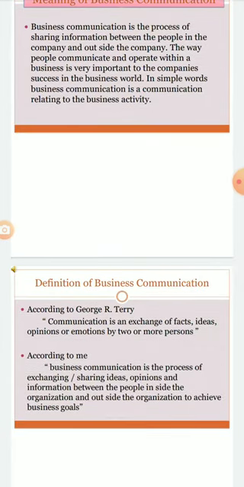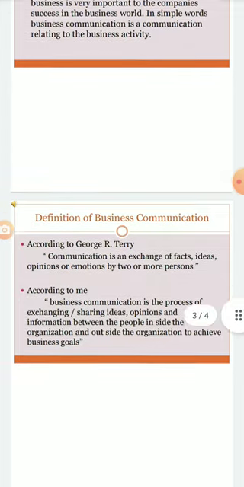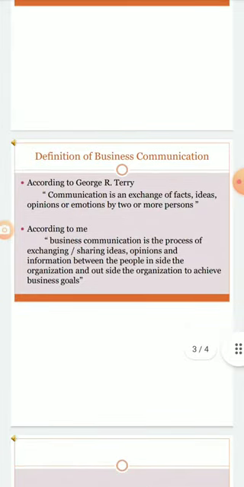Definition of business communication. According to George R. Terry, communication is an exchange of facts, ideas, opinions, or emotions by two or more people. According to me, business communication is the process of exchanging or sharing ideas, opinions, and information between the people inside the organization and outside the organization to achieve business goals.